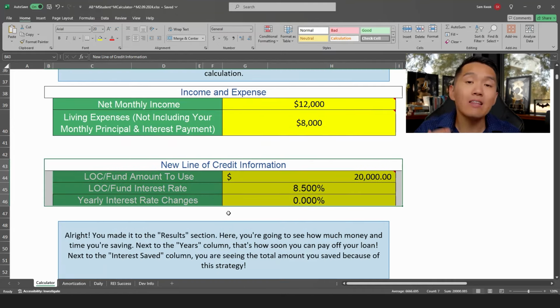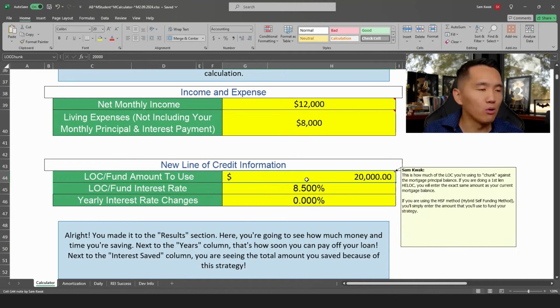So this is the HELOC, PLOC, business line of credit, whichever line of credit you choose to use for the accelerated banking strategy. This is where you're going to input those variables. So the amount we're going to use, if you're doing the chunking strategy or the second lien position HELOC, you're going to put the amount that you're planning to chunk against the mortgage principal balance. For this illustration, we're going to assume $20,000 for the principal chunk. And for the line of credit interest rate, we're going to put 8.5%.